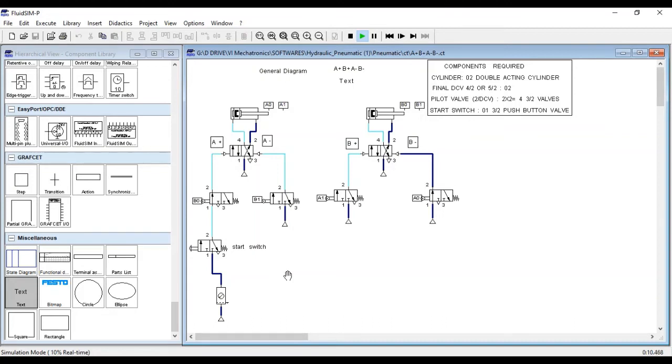So let's move to the new circuit. I hope you understand. Let's see once again. I will repeat this. Okay, so one cycle is complete. Now this is a single cycle operation.